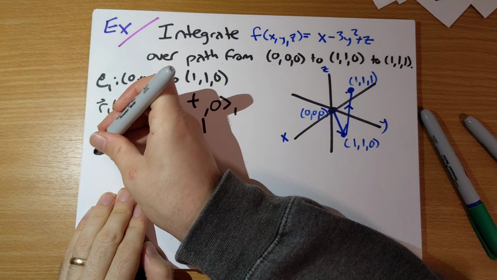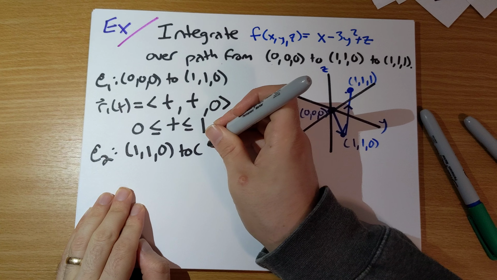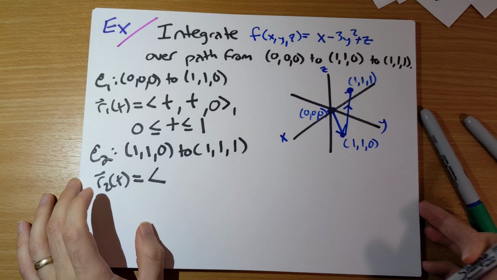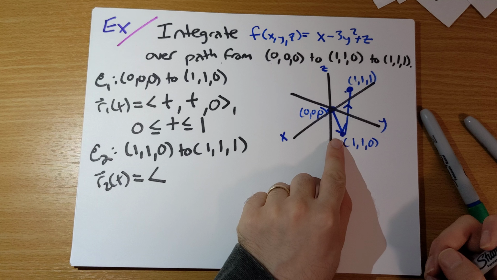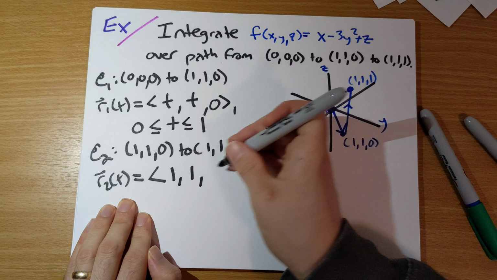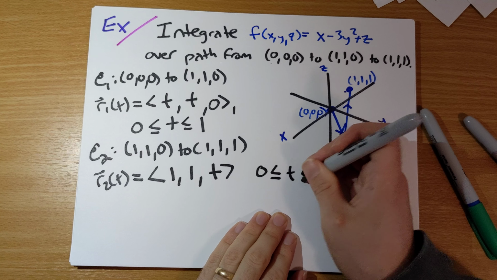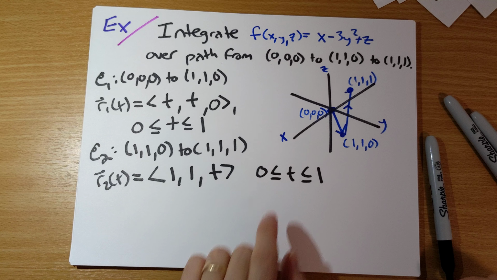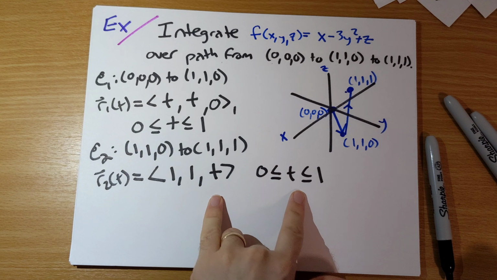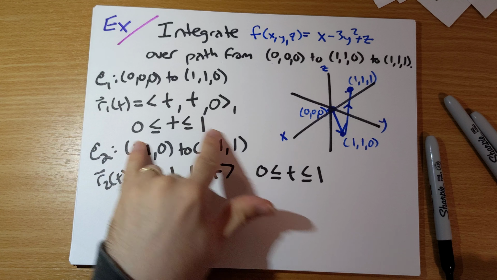Meanwhile, let's say what our parameterization for C2 is, from 1, 1, 0 to 1, 1, 1. Our r2 of t here. The x and y components stay constant at 1. The z component goes from 0 to 1. So we use a t there, and we let t run from 0 to 1. By the way, note that this t is different than this t. Both of these parameterizations have t going from 0 to 1.